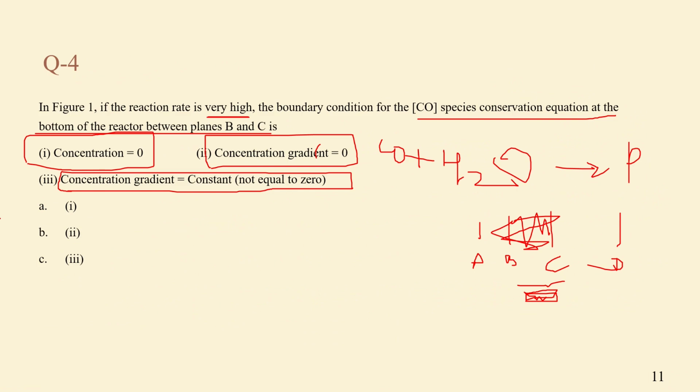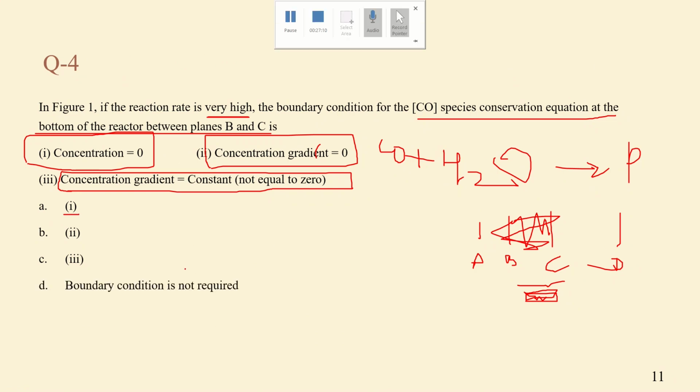So we will see the options. Option A, that is 1. Option B, it is 2. Option C, it is 3. Option D, sorry, boundary condition is not required. So option A is the right answer. That is 1 is the right answer.